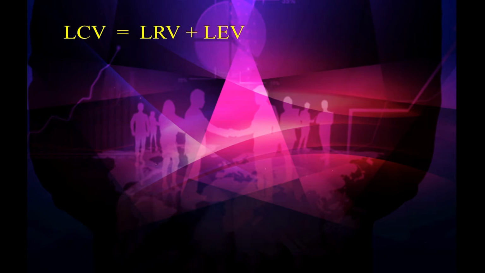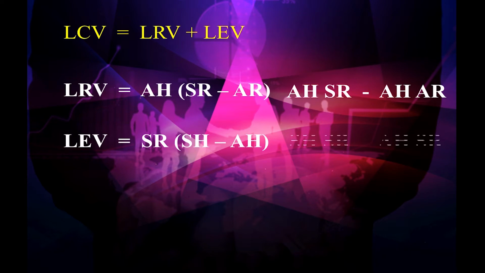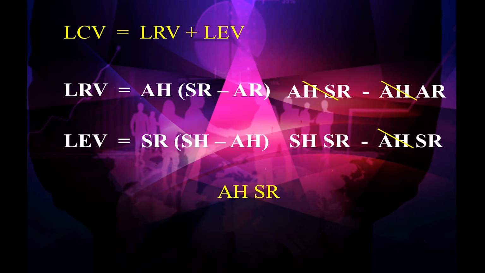The basic equation is LCV is equal to LRV plus LEV. When we write the equation of LRV, it is AH into SR minus AR. On expansion of it, I will be getting the values AH SR, AH AR. LEV equation is SR into SH minus AH. On expansion, I get SH SR minus AH SR. Based on the expanded values, I form the table where AH SR is common. So, I will write AH SR in the middle, left to it I will write AH AR and right to it I will write SH SR. So, that table will be AH AR, AH SR, SH SR.